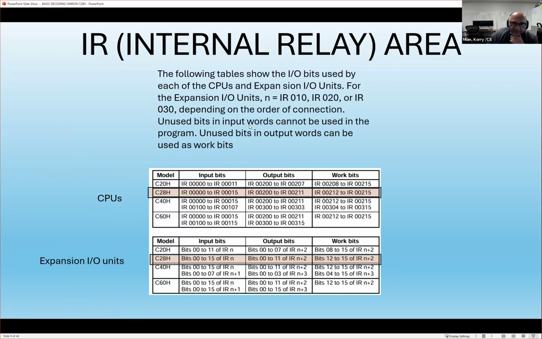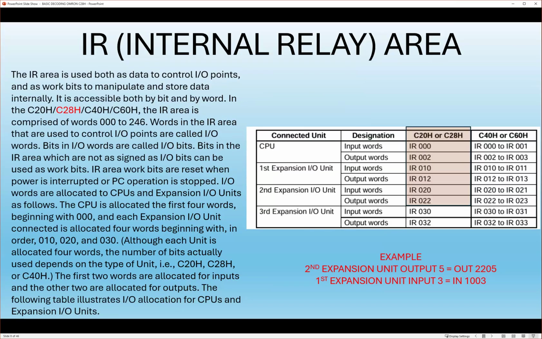So there's no I/O wired to the CPU module? There is. Okay. There is, and then that corresponds to our CPU right here. So that'll be your first word is 0 for input words and 002 for output words.